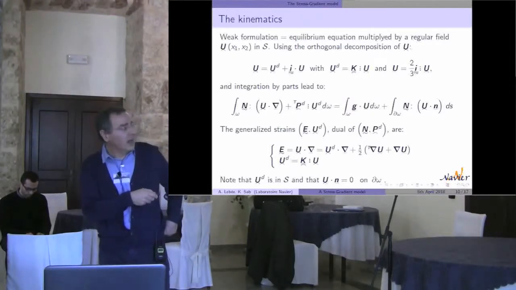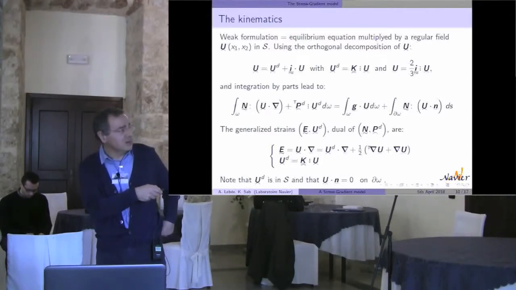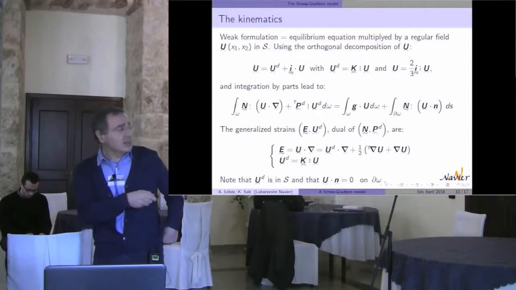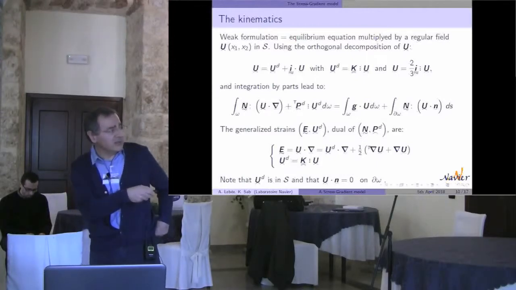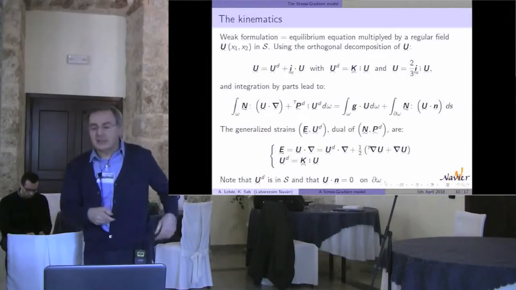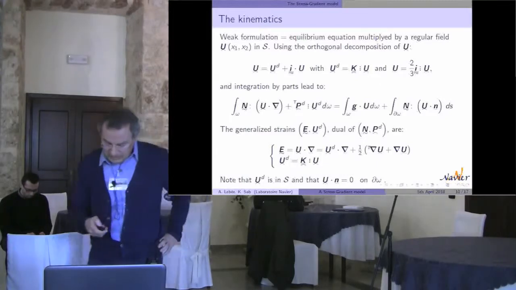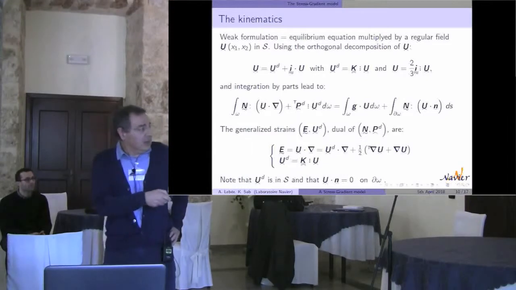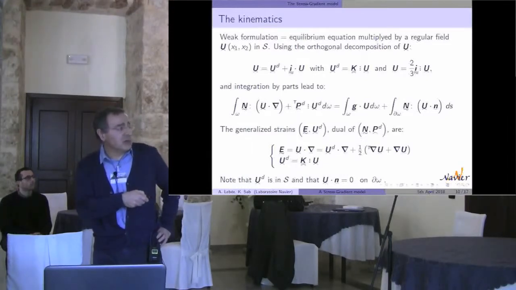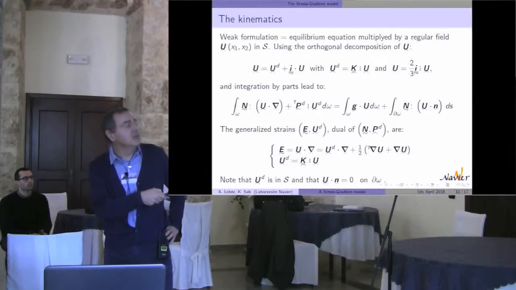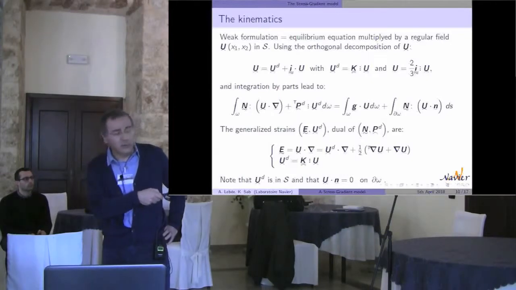So the kinematics of the model is as follows. It's a generalized displacement, U, which is in the space S. Naturally, this generalized displacement can be decomposed into a deviatoric part and a spherical part. The spherical part is the usual displacement, U, and the deviatoric part is the additional kinematics introduced by our model. The weak formulation of the equilibrium equation is as follows. Here we see that it's the divergence of U which is introduced, and this is the dual strain associated to N, and UD is the dual strain associated to PD.